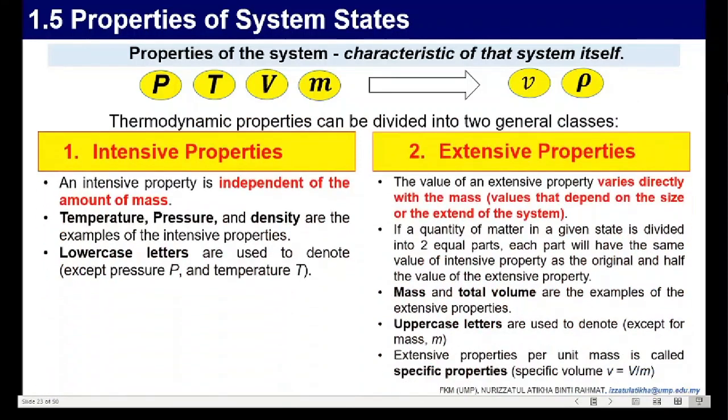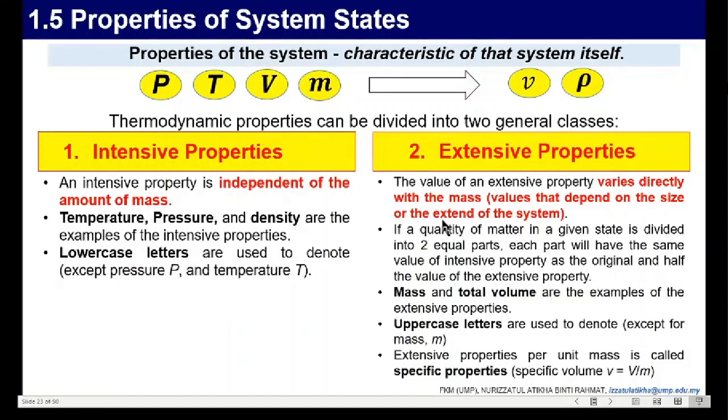Now, thermodynamic properties can be divided into two general classes. We have intensive properties and also extensive properties. What are these properties? Intensive properties are independent of the amount of mass. For example, temperature, pressure, and density are examples of intensive properties. They are independent of the amount of mass. Lowercase letters are used to denote them, except pressure P and temperature T.